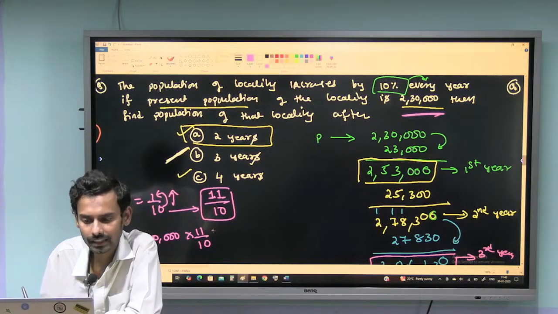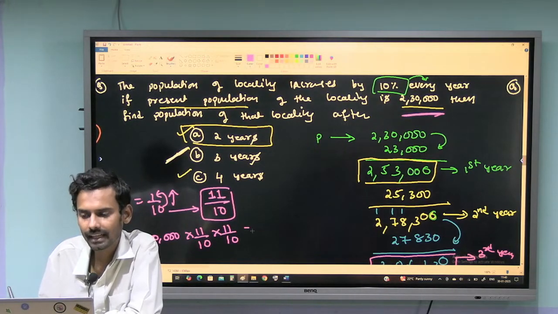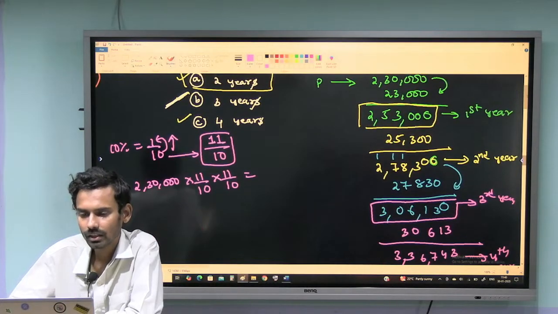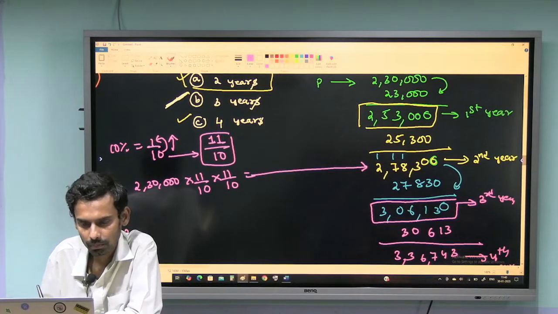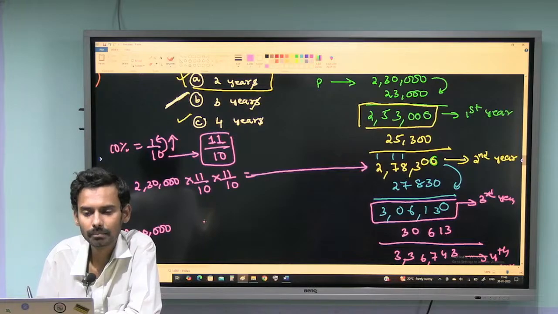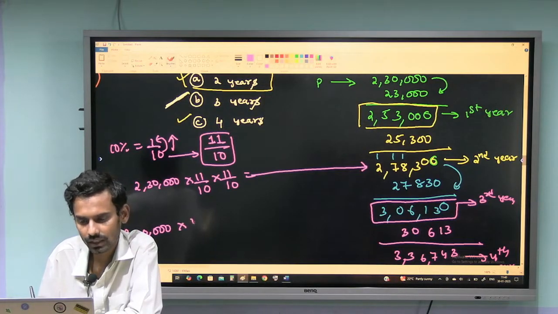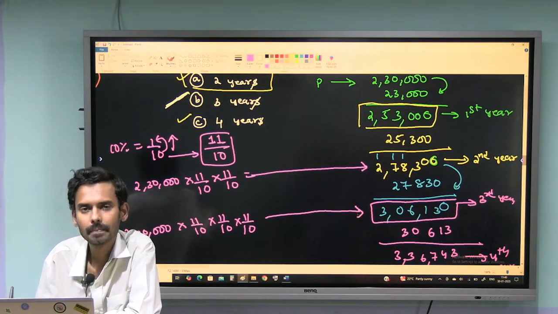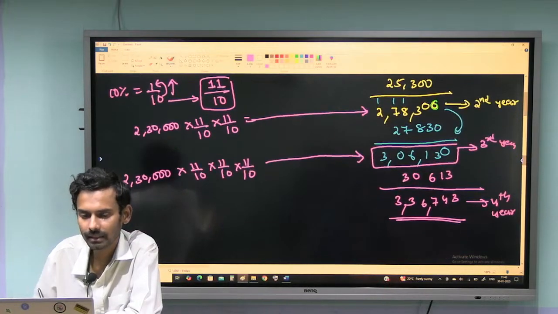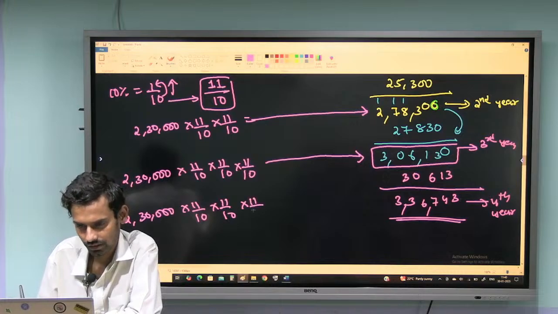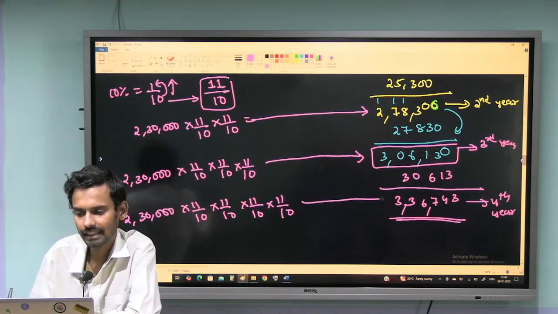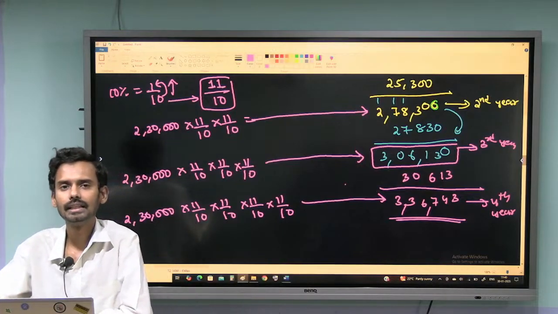For 2 years, you need to multiply this into 11 by 10 twice. So whatever the answer you will be getting will be the population after 2 years, and you will be getting the same answer. Similarly, for 3 years you need to multiply this multiplication factor thrice, that is into 11 by 10, into 11 by 10, into 11 by 10, and you will be getting the same answer. And for 4 years, you need to multiply the multiplication factor 4 times, that is 2,30,000 into 11 by 10 into 11 by 10 into 11 by 10 into 11 by 10. So you will be getting this answer. So you can use any method.